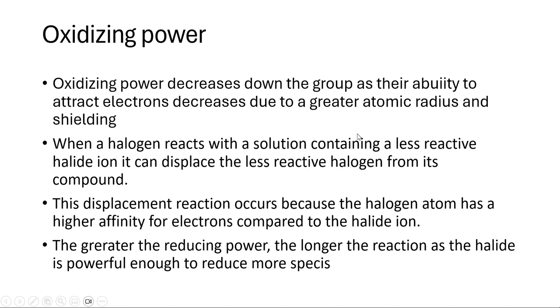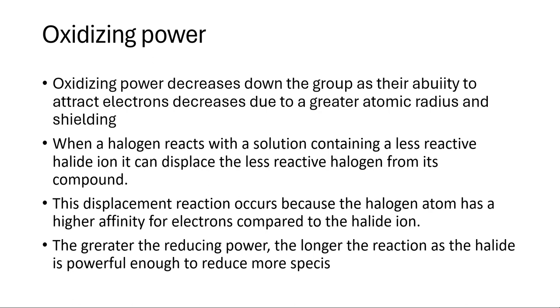When a halogen reacts with a solution containing a less reactive halide ion, it can displace the less reactive ion from its compound. This displacement reaction occurs because the halogen atom has a higher affinity for electrons compared to the halide ion. So basically, halogens can displace the less reactive halogen from the compound, the halogen below it.